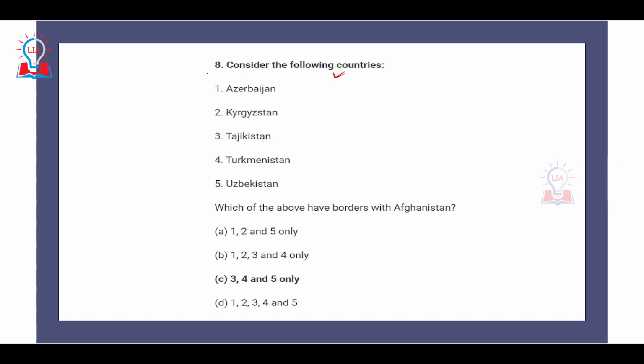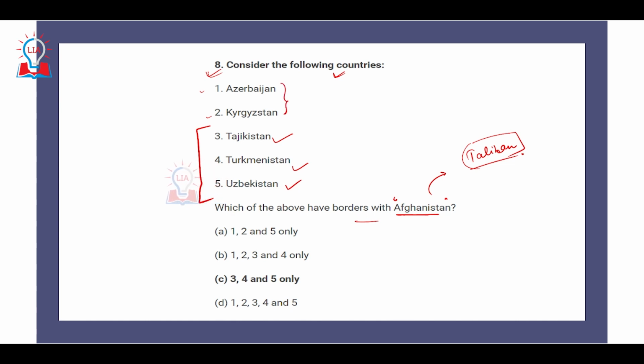Again, as we can see, the next question is again a map-based question, and here the question is asked with regard to Afghanistan. That is expected because Afghanistan for the last 1-2 years has made news headlines, obviously because of the Taliban takeover that happened 2 years back in August, and since then it has always been in the news. So the question was asked which of the given countries have a border with Afghanistan, and the correct answer will be 3, 4, and 5. Tajikistan, Turkmenistan, and Uzbekistan have a border, while Azerbaijan is far away, and Kyrgyzstan is situated slightly to the north and does not have a direct border with Afghanistan.